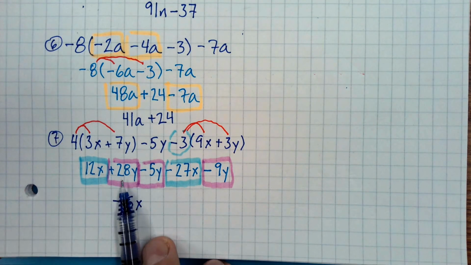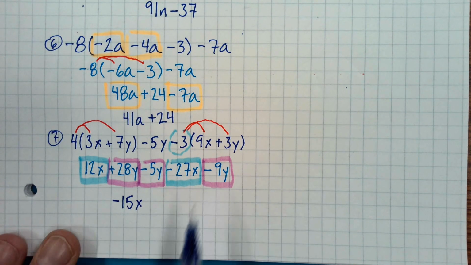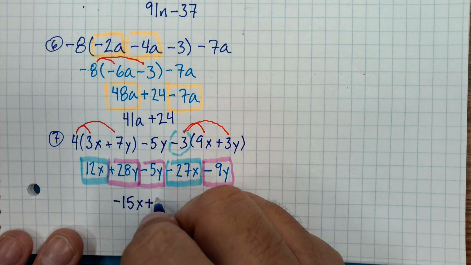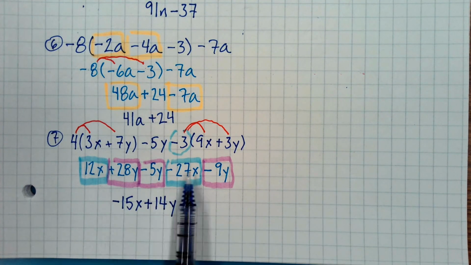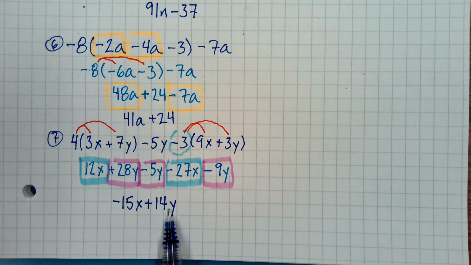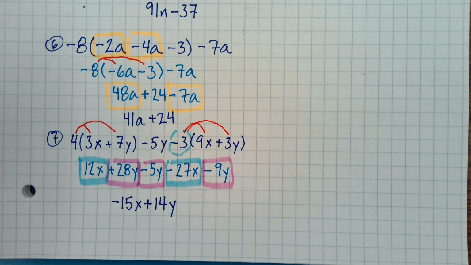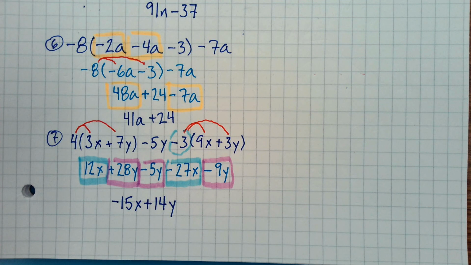So now let's take it step by step. 28 take away 5. 23. And then 23 minus 9. 14. Okay. So these two gave me negative 15x. This plus this gave me positive 14y. So that is the simplest form of this longer expression. Any questions? All right, so we're going to practice this on Delta Math.